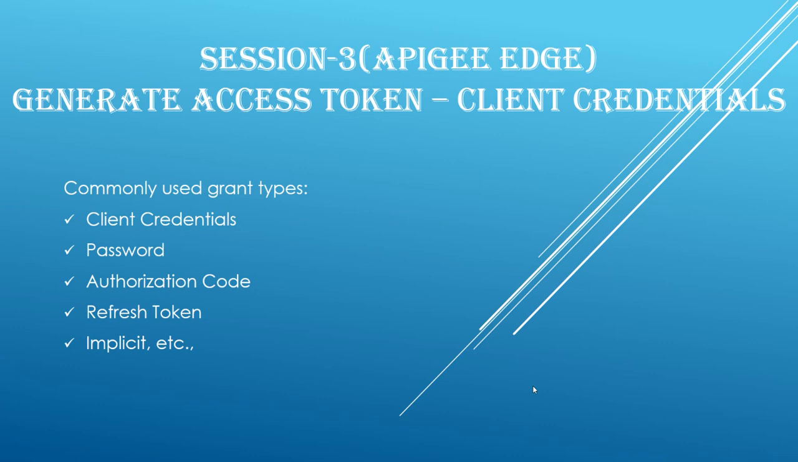In this grant type, an app sends its own credentials, that is client ID and client secret, to an endpoint on Apigee Edge that is set up to generate an access token. If credentials are valid, Edge returns an access token, else it throws an error to the client app. Let's see this in action. Let's log into Apigee Edge UI.